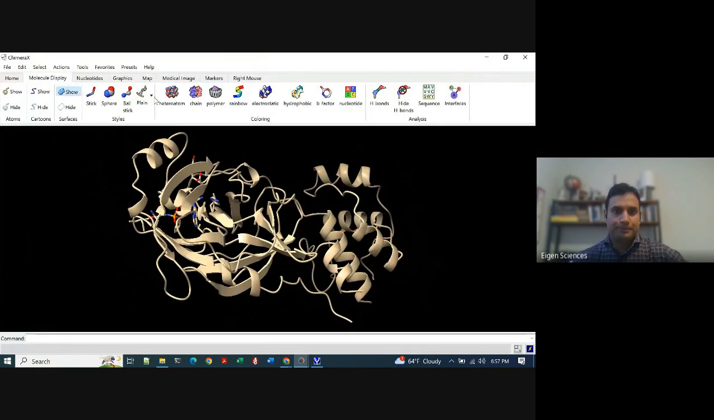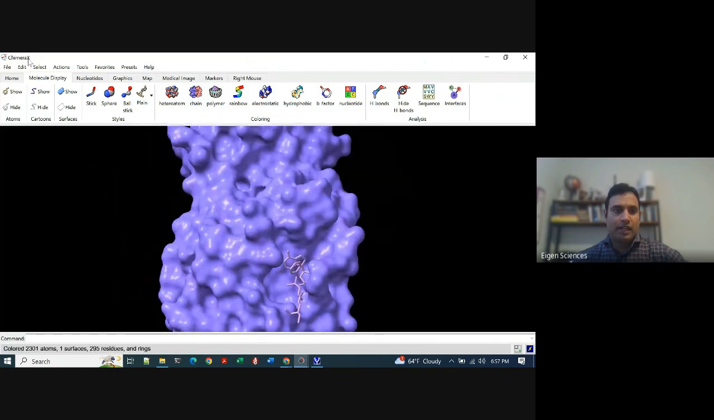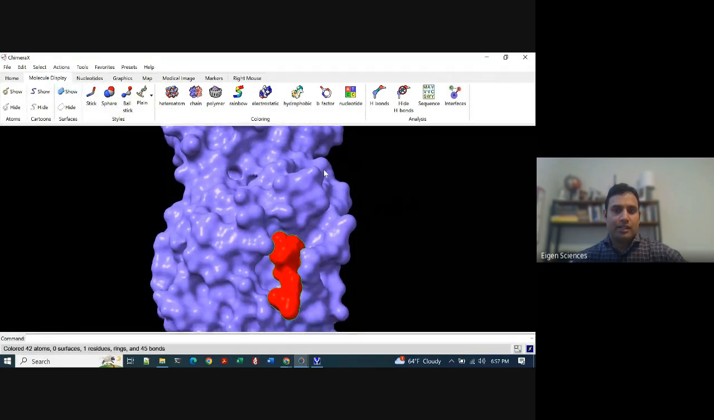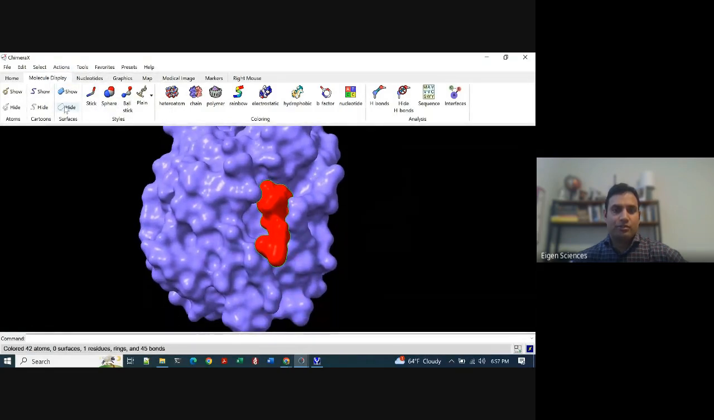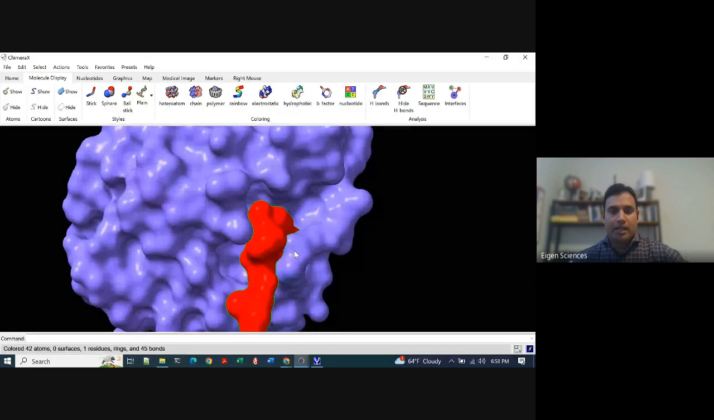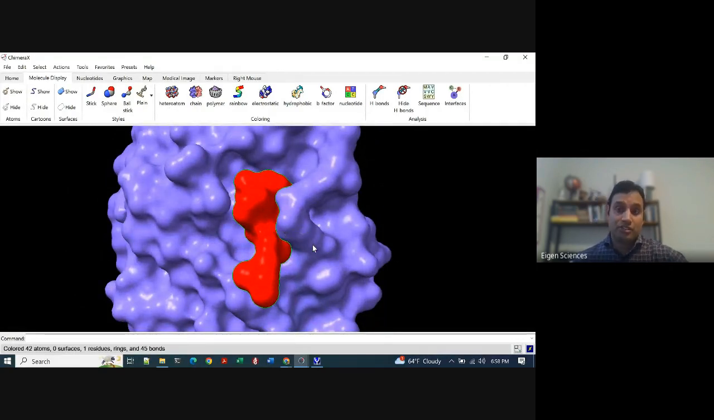And this is the same protein, and select residue, action, color. Yeah, and this is the drug molecule. I'm showing the surface, you can hide it. So this is the drug, and you can see that it is deeply binding in that active site, and that's how it inhibits. That's how this drug functions.